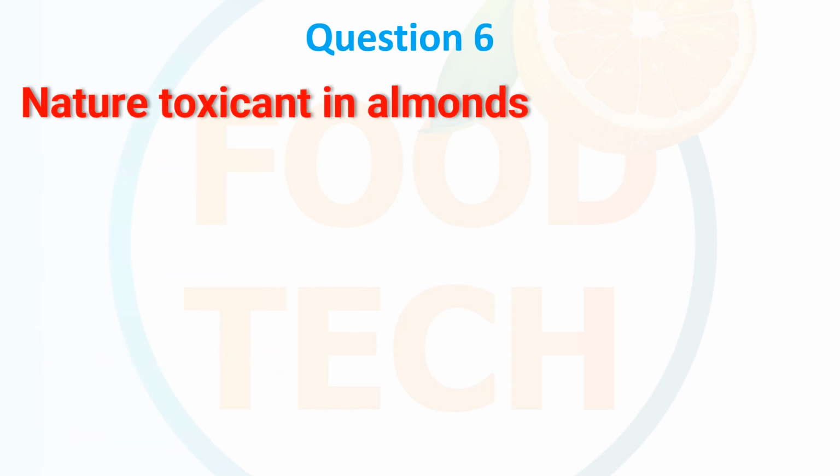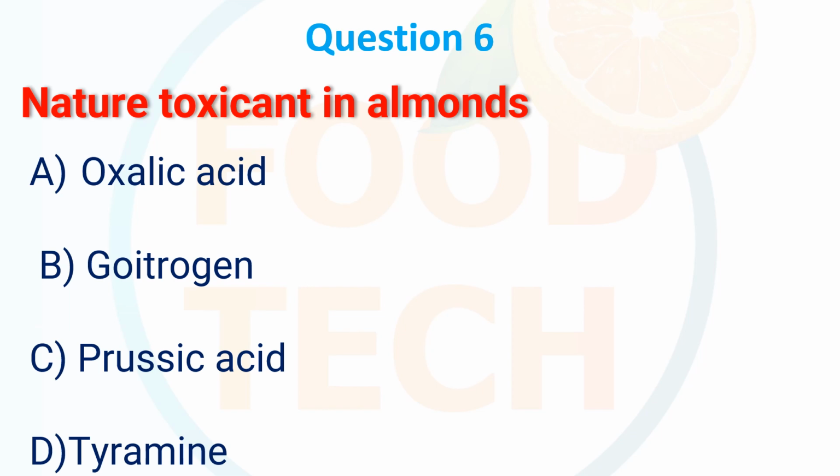Natural toxicant in almond. A. Oxalic acid. B. Nitrogen. C. Prussic acid. D. Theramine. The answer is prussic acid.